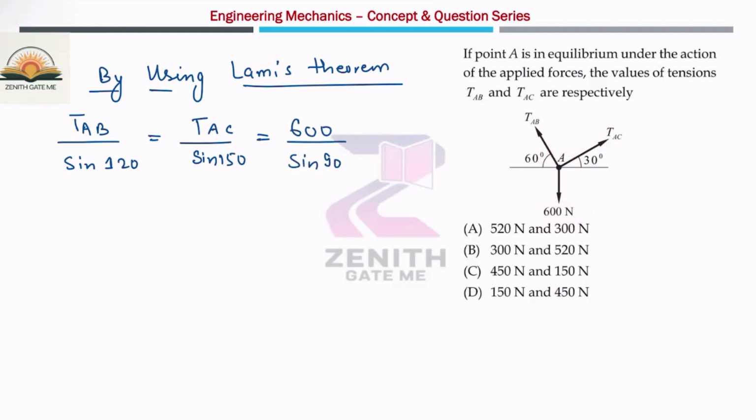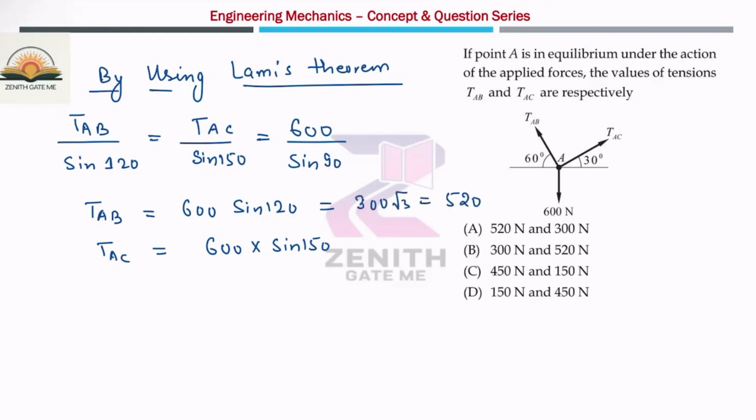Now, TAB can be calculated as, sine 90 is 1, so 600 into sine of 120. TAC is 600 into sine of 150. So what is this value? Sine 90 plus 30 is cos 30, and cos 30 is root 3 by 2. So that means 300 root 3, which is approximately 520. Sine 90 plus 60 is cos 60, and this is 600, so this will become 300 Newton.